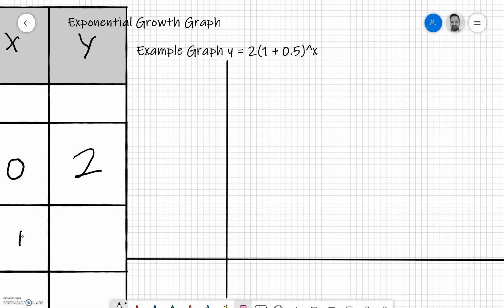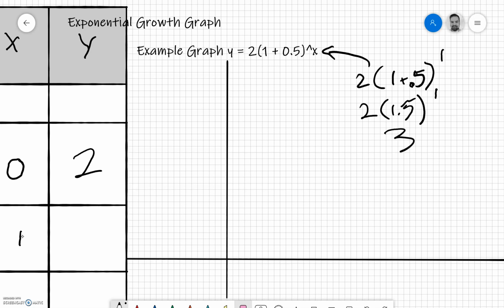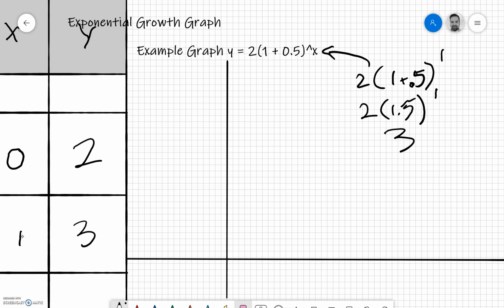And we can also see some additional cases. Now I'm going to plug in 1. So let's see what happens when I put 1 into this equation. That's going to give me 2 times 1 plus 0.5, so it's 1 plus 0.5, or 1.5, to the power of 1. In that case, it's going to be 2 times 1.5. 1.5 to the first power is simply 1.5. Anything raised to the power of 1 is just itself. 2 times 1.5 is going to be 3. Therefore, when x is 1, y is equal to 3.